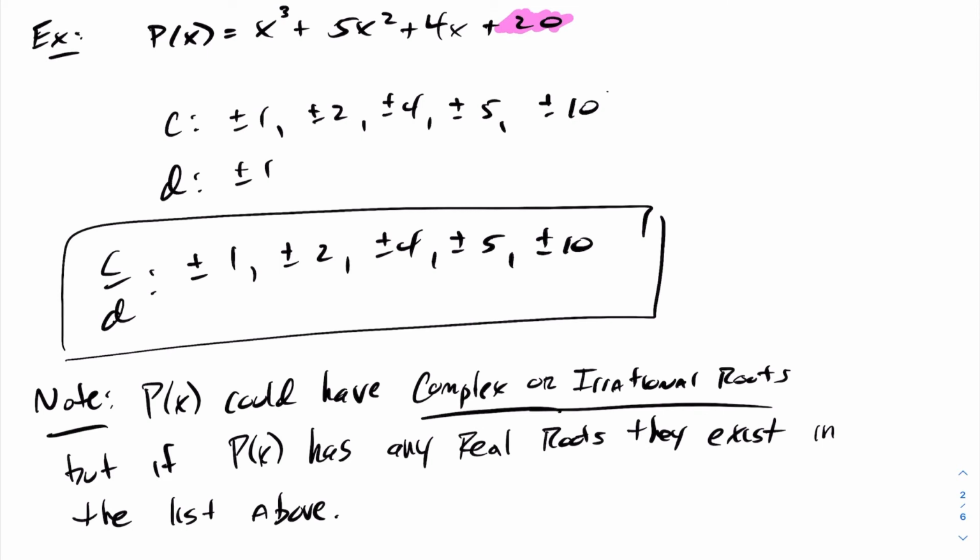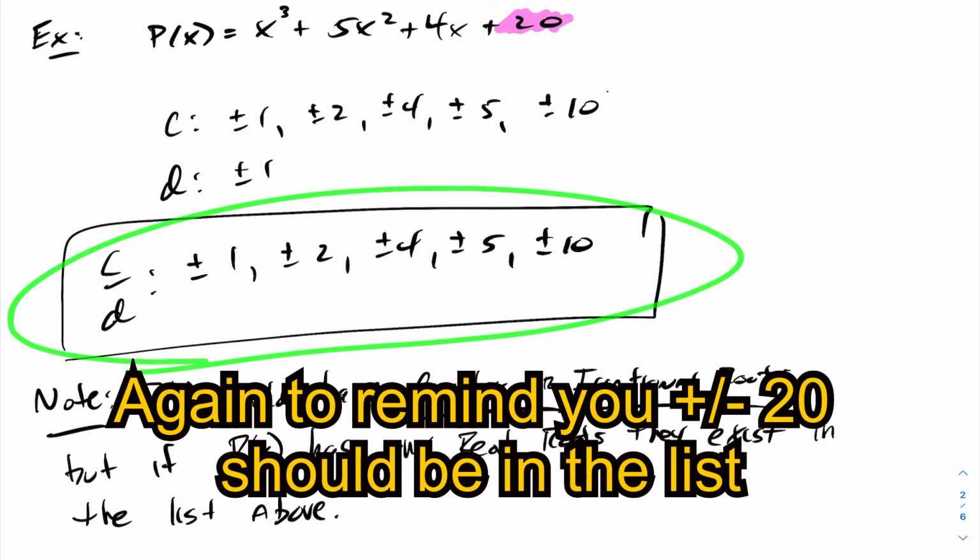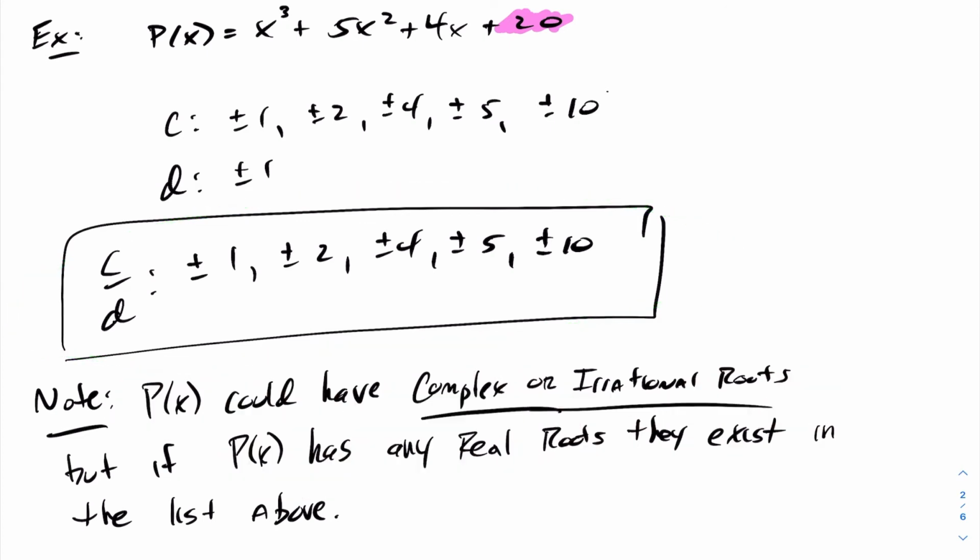So again, to remind you of the rational root test, how it works is this represents a complete list of possible rational roots the polynomial may have. This polynomial could have complex roots or could have irrational roots, as we saw in the previous example, that will not show up in our rational root test. So if our polynomial has rational roots, it's in this list here.